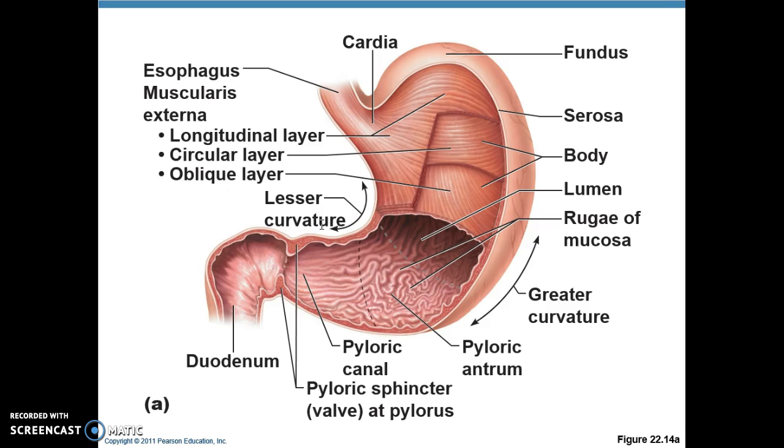So the esophagus we're going to skip over. We're assuming now that you have eaten some food, you've chewed it, you've swallowed it. Neither of those to me are very interesting processes.